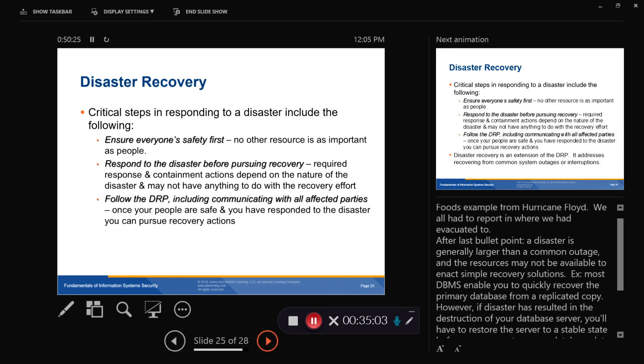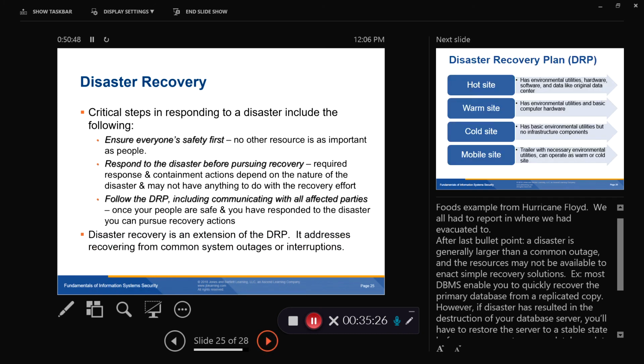You need to follow the disaster recovery plan, including communicating with all affected parties. Once your people are safe and you have responded to the disaster, you can pursue recovery actions. So you need to wait until that has occurred before you start figuring out how to get the system back to the way it was.